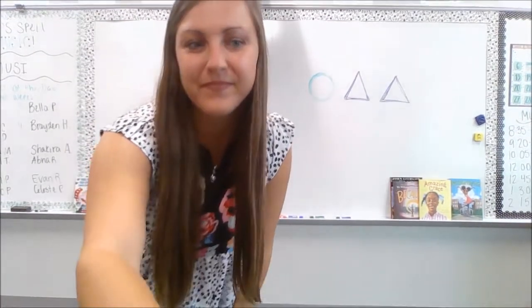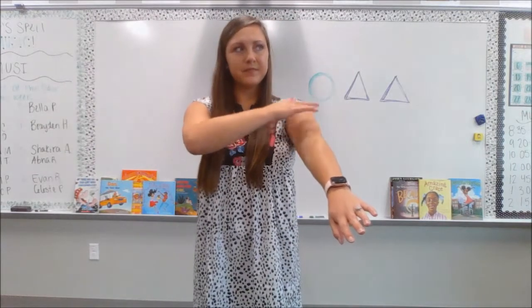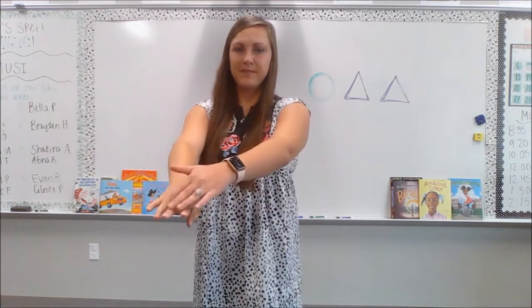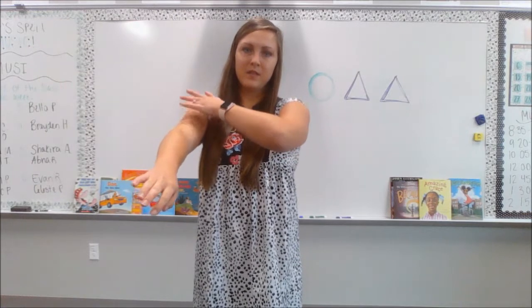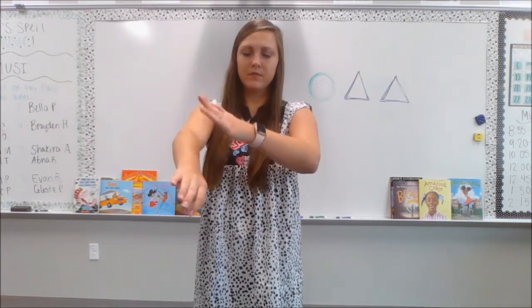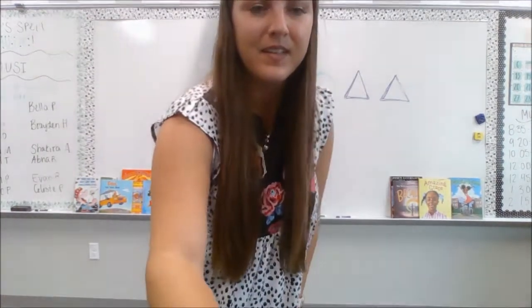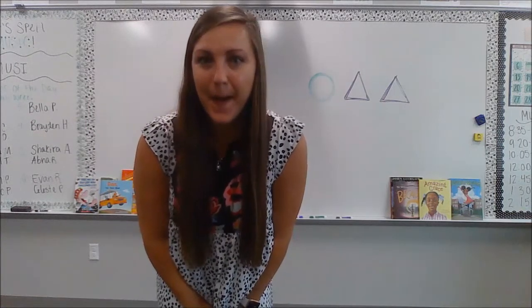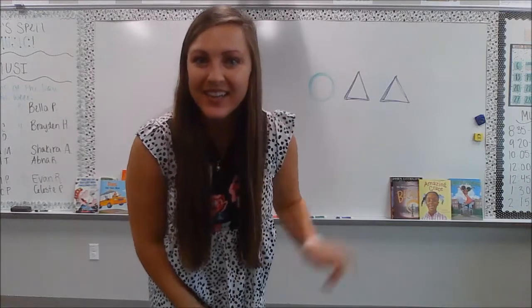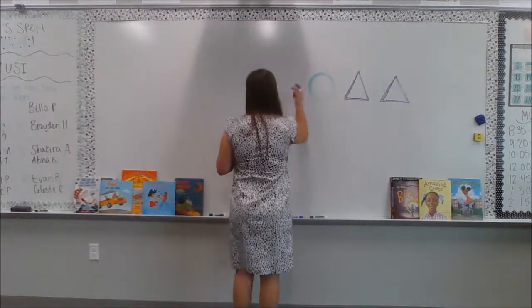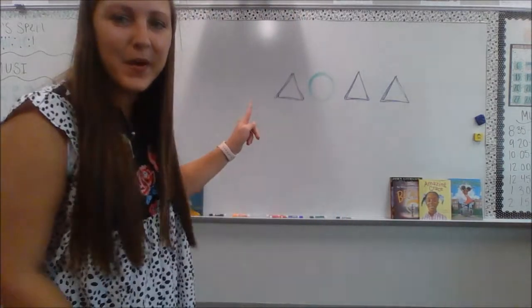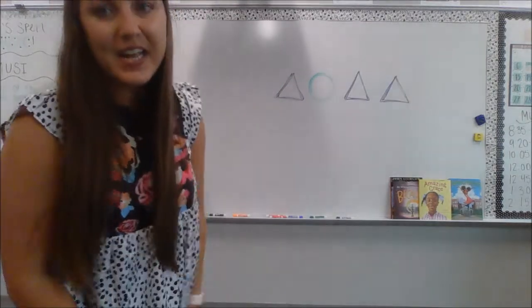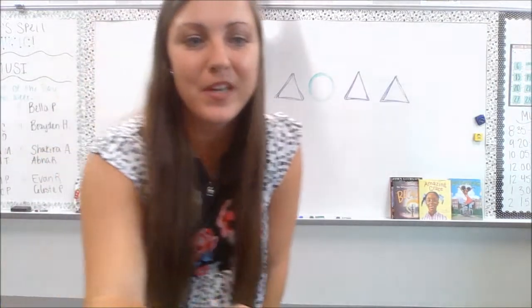Listen carefully. Does anyone know what shape that one's going to be? Have we heard that one before? We have, and what's it going to be? It's going to be a purple triangle. Okay, here we go. So we have two purple triangles, a green circle, and another purple triangle. So here we go, let's do the next one.